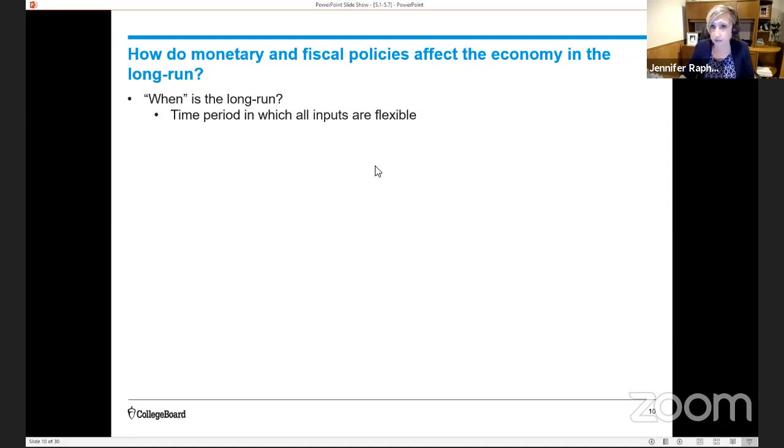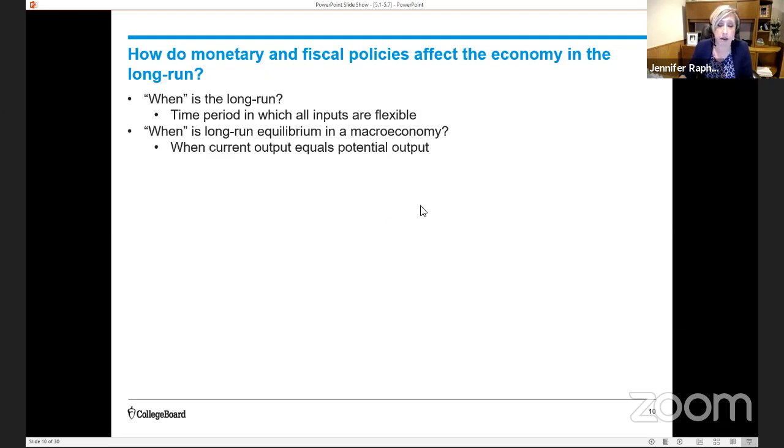So it's not a specified amount of time. It's conceptually the time period in which producers can respond to changes. Producers can change up the level of inputs that they're using. When is long run equilibrium in a macroeconomy?